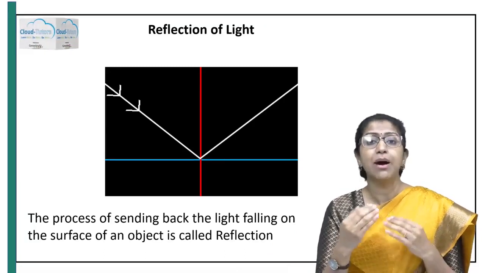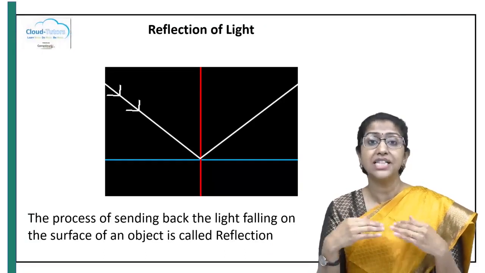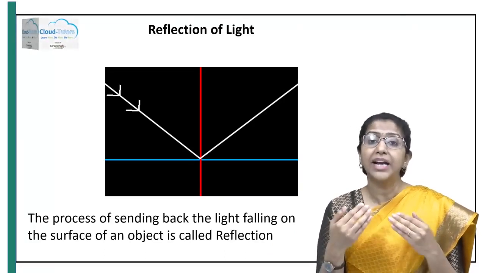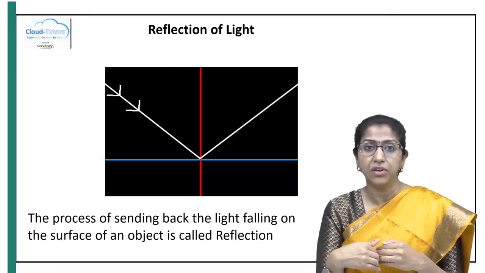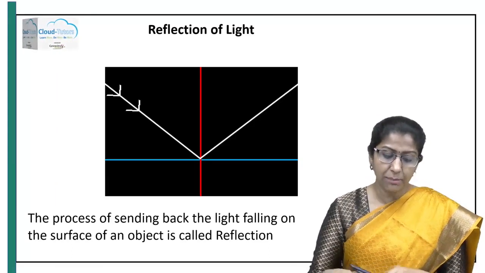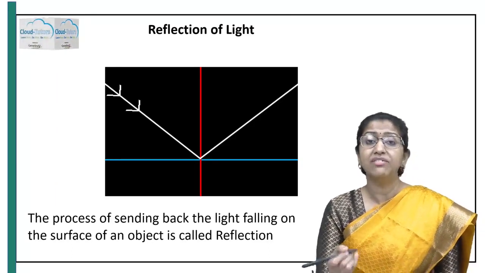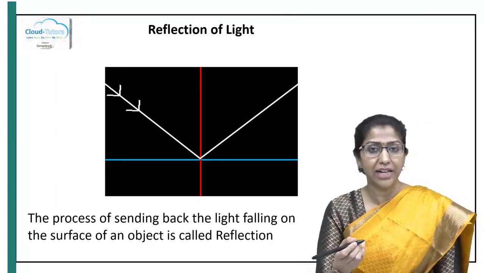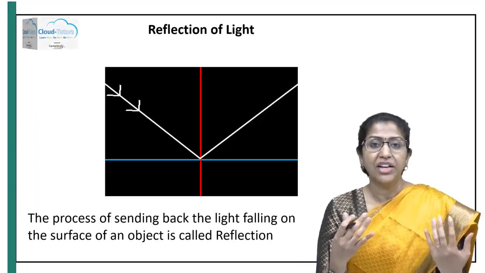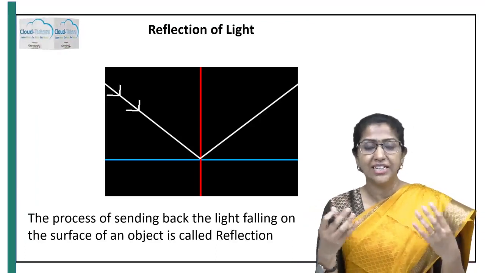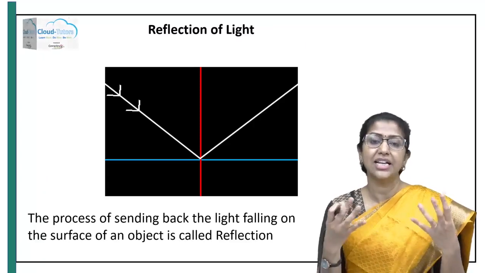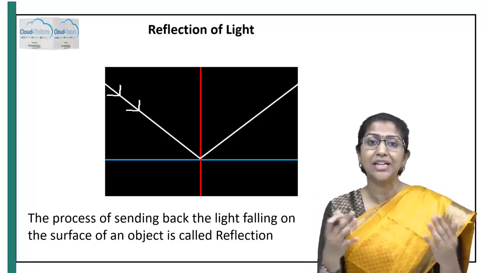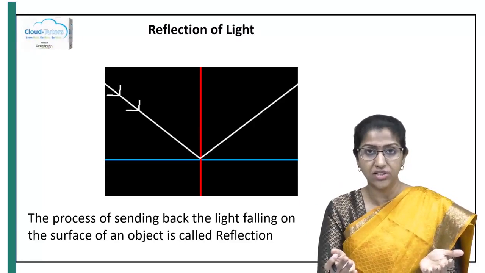Reflection of light is bouncing back, or the process of sending back of light by any surface on which the light is falling. So as you can see here in the picture, of course, we have considered only one ray of light in order to make our lives easier. Whenever you think of light, it is not only one ray. I'm sure all of you know this. It is in the form of a beam. When I say beam, it is a collection of light rays.